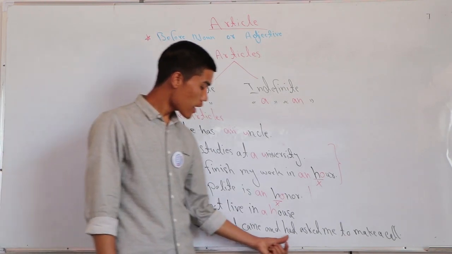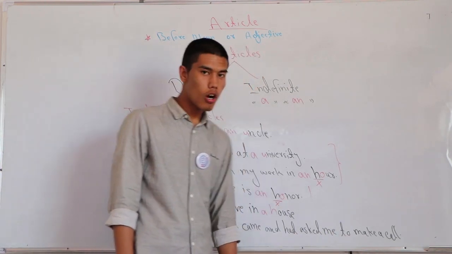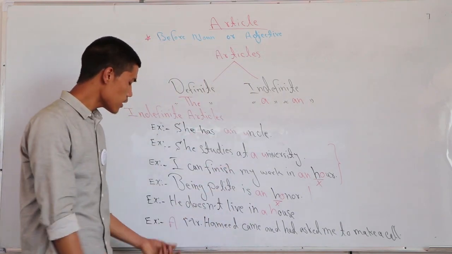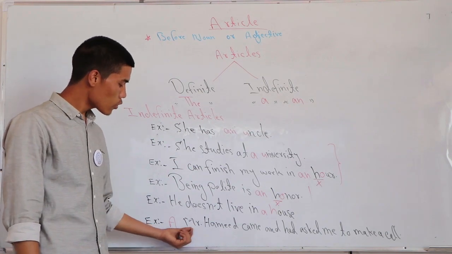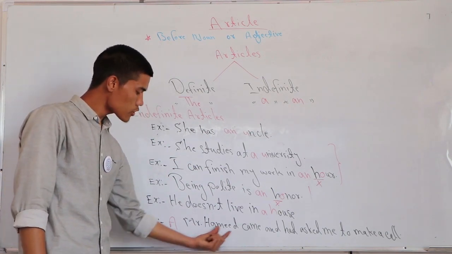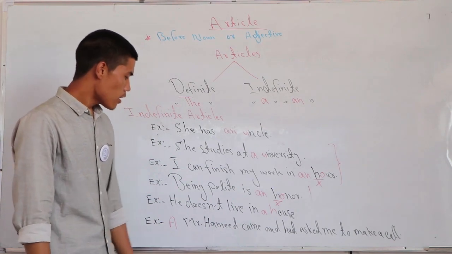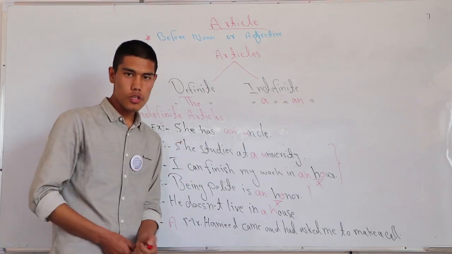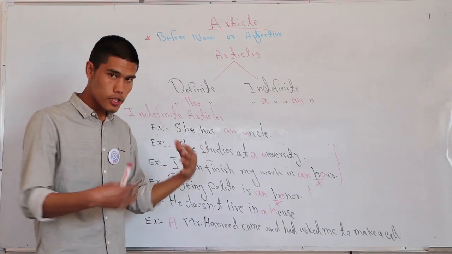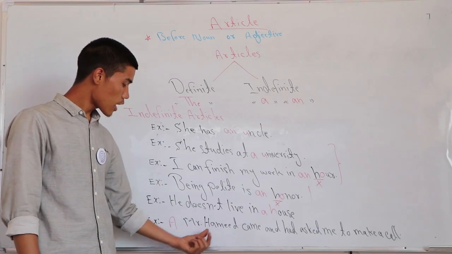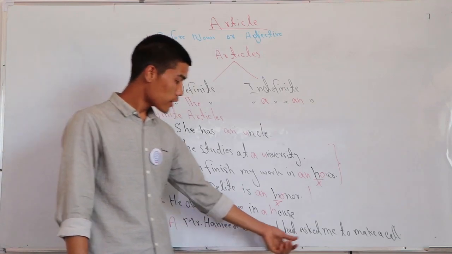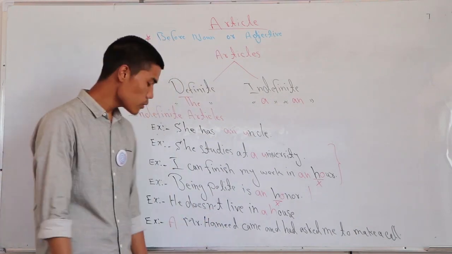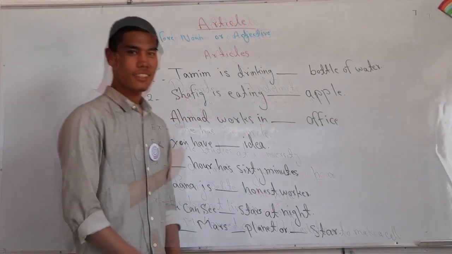Mr. Hamid came and he had asked me to make a call. We can also use the indefinite article a or an before a proper noun. And Mr. Hamid is a proper noun here. In this case, it means that Mr. Hamid is a strange person to the person who is speaking. A Mr. Hamid came and had asked me to make a call. Mr. Hamid is a strange person to the speaker.